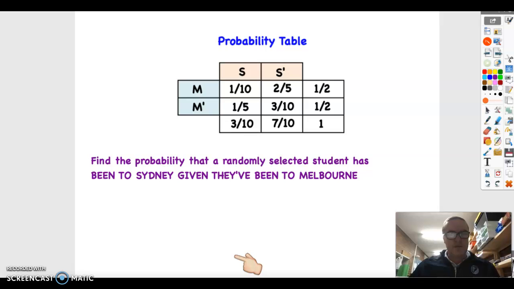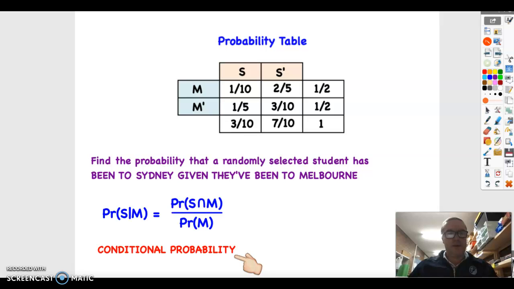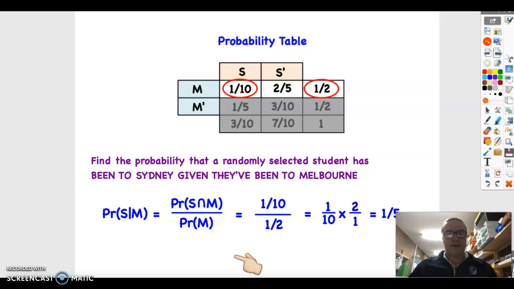So just a few questions we'll revisit. Find the probability that a randomly selected student has been to Sydney given that they've been to Melbourne. Instead of talking about numbers here, we're talking about probabilities. And you can see that we're going to use 1/10 as the probability that a student has been to Sydney and Melbourne, and the probability that they've been to Melbourne is 1/2. And so the conditional probability is 1/5.